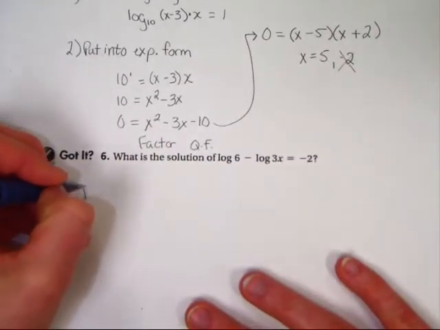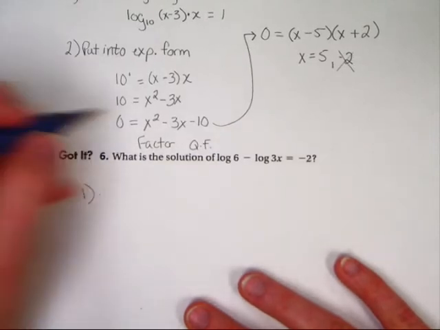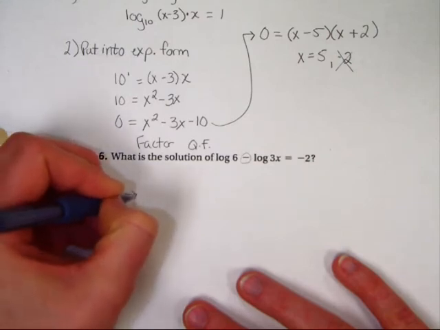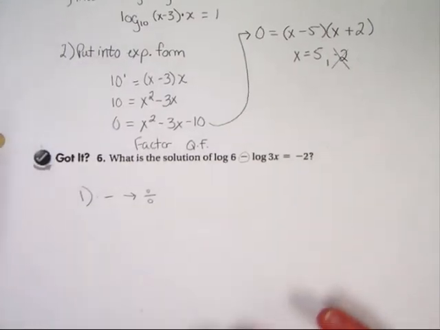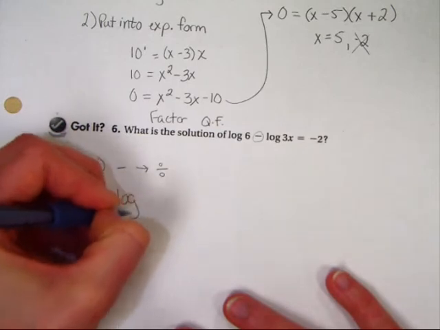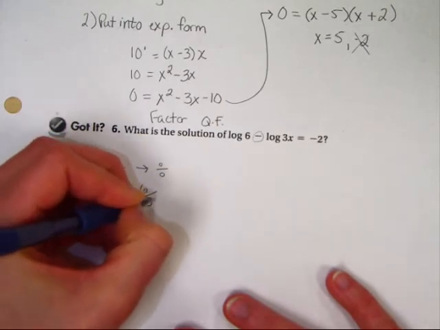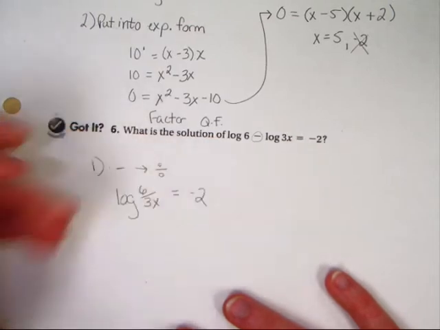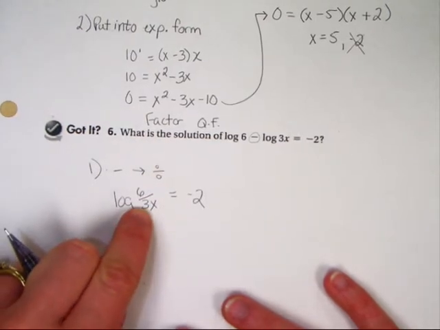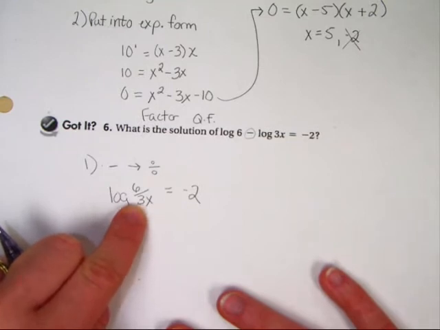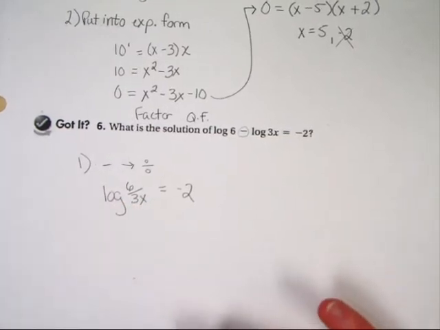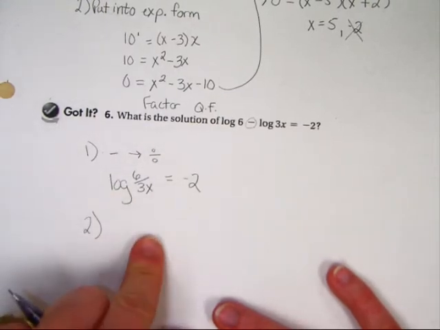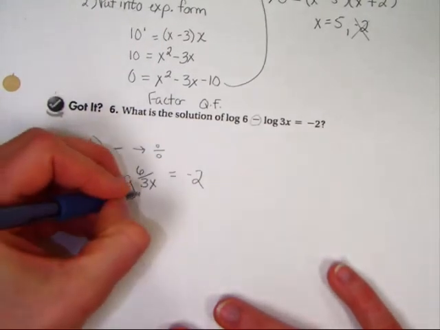So step 1, we're going to make it a single log, just like we did before. I know that a minus implies division. So I'm going to do log of 6 divided by 3x equals negative 2. You can reduce now, or you can reduce later. It really doesn't matter. I'm going to reduce later. Step 2, I'm going to put this into exponential form. My base is 10, remember.